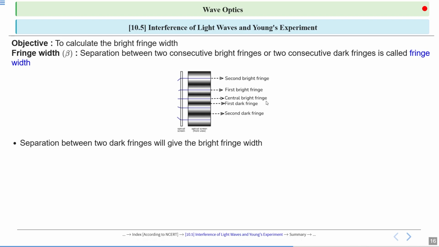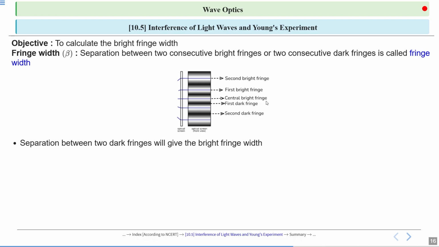The separation between two dark fringes will give us the bright fringe width. In between two dark fringes, there is a bright fringe. So the separation between two dark fringes will give the width of the bright fringe. And the separation between two bright fringes will give the width of the dark fringe, because the dark fringe is between two bright fringes.